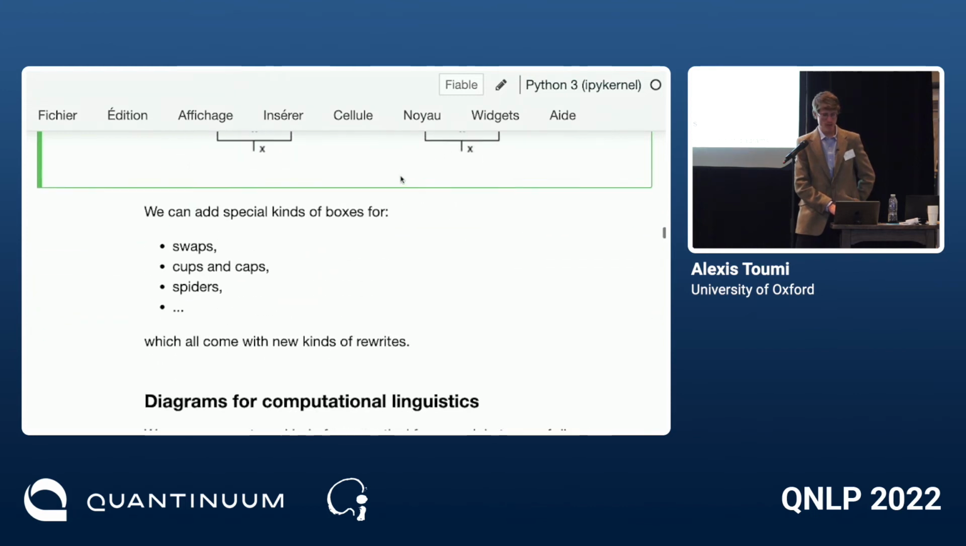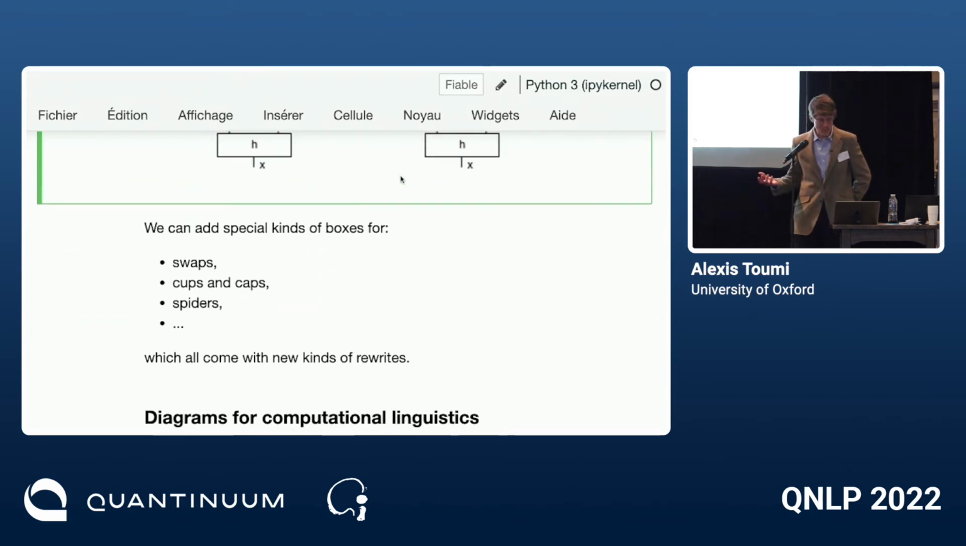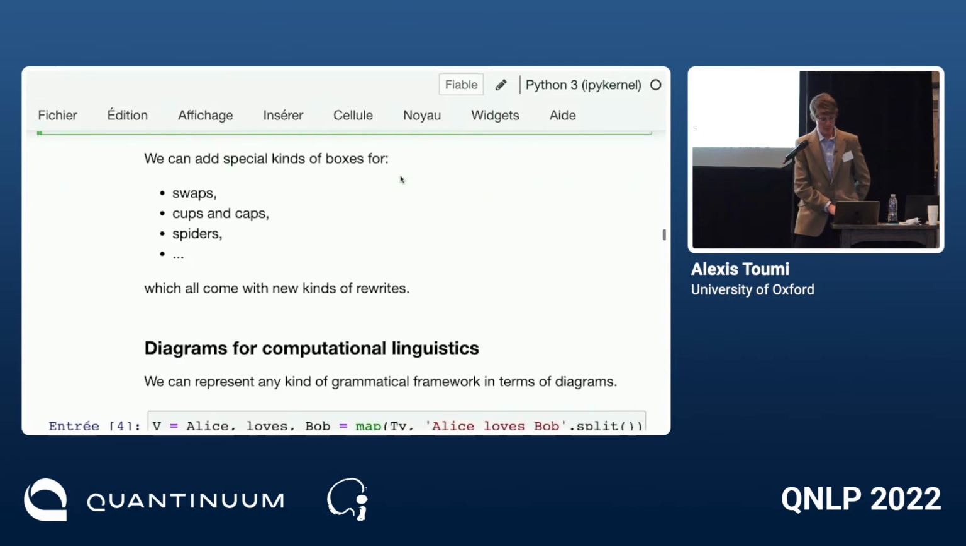So now we can add more kinds of boxes. We can add special boxes for swapping two wires. We can add boxes for cups and caps that we've seen a lot today, for spiders. Basically, any kind of diagram that you can find in Bob's book, you can draw it in Python now. So, one application for these diagrams is linguistics.